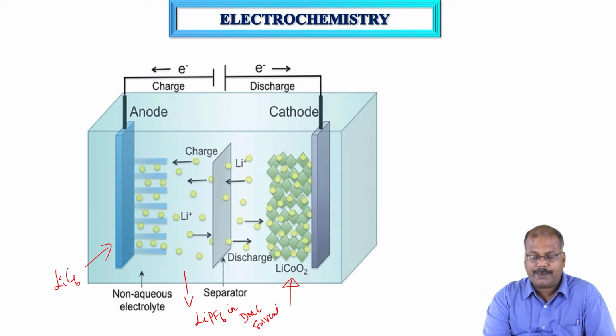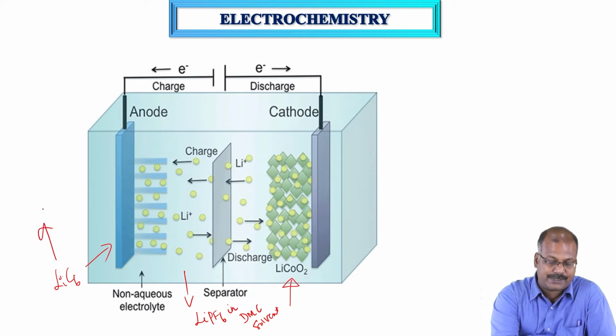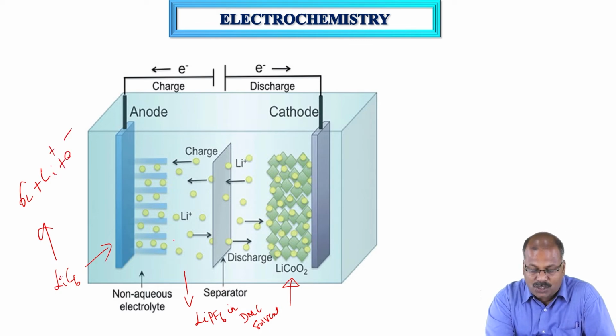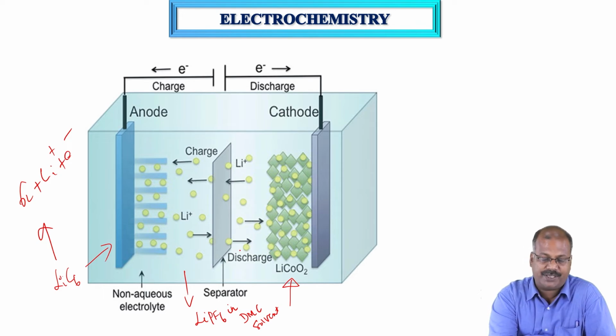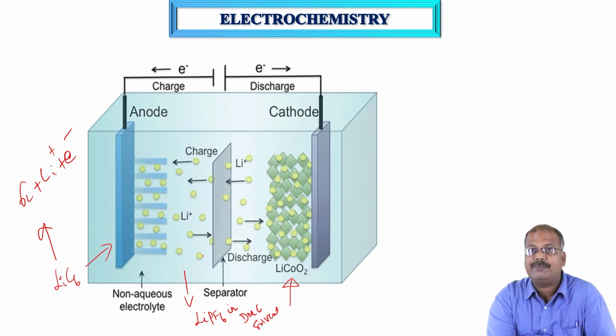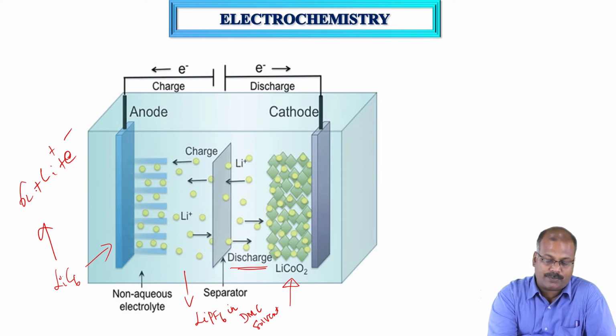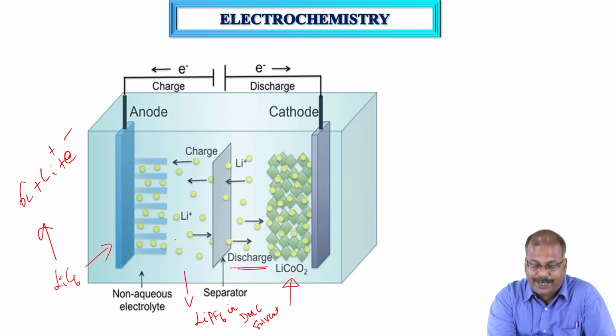Okay. So now what happens during discharging? LiC6 gives 6C plus Li plus plus electron. So this electron moves from anode to cathode during discharge. This is what we have seen in the previous slide, which is diagrammatically shown here. During discharging, the electron plus lithium plus 6 carbon. This lithium plus ion moves from anode towards cathode through the electrolyte during discharge reactions.